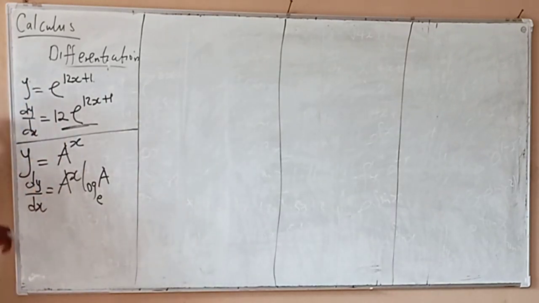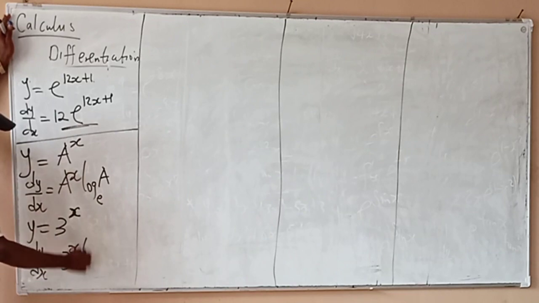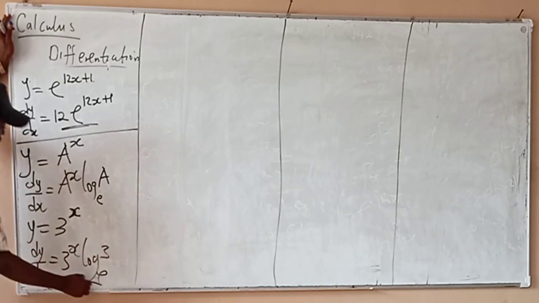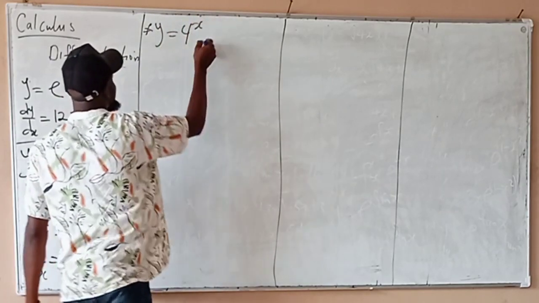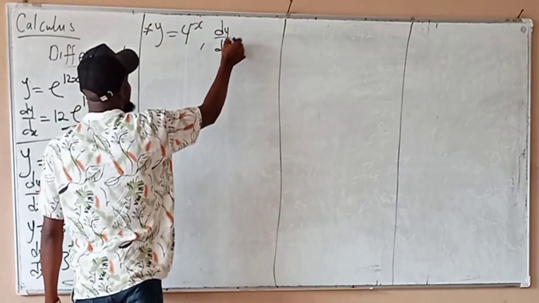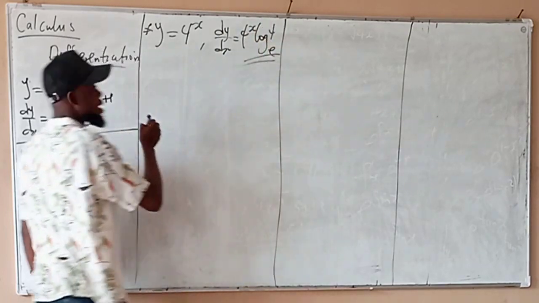So what are we now going to do? Look at what we are going to do. Very important thing. Let's look at questions now. Let's say we have y is equal to 3 raised power x. What is dy over dx? That becomes 3 raised power x log, what is the base? 3 to base e. Answer. More questions. If y is equal to 4 raised power x, what is dy over dx? 4 raised power x log what? 4 to base e. Answer.